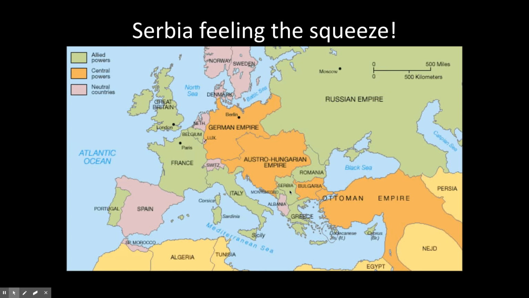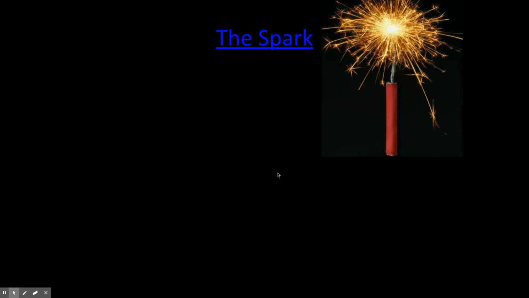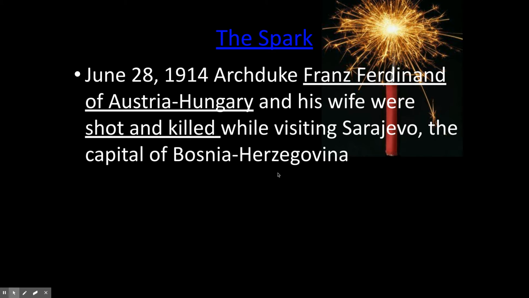Serbia's feeling the squeeze. You can see Serbia right here. You've got the Central Powers. Okay? So they're getting squeezed right there. And the spark. So imagine all these different things are covered in the DBQ with a graphic with a picture, that you've got all these different parts of a fire ready to go, and all it needs is a spark to set it off.